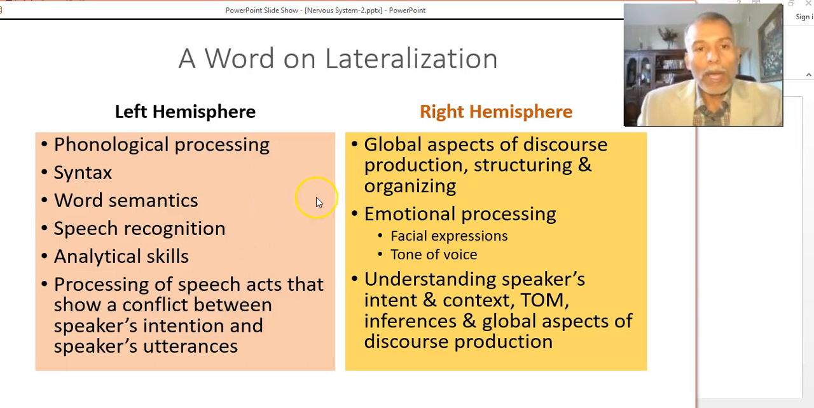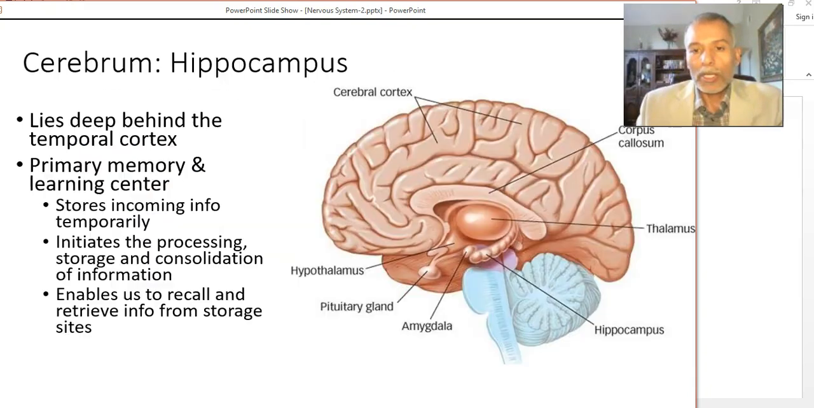So now, I'm just going to mention a couple of things about lateralization of the cerebral hemispheres. I'm going to go back to an image here. So here's one hemisphere, for example.